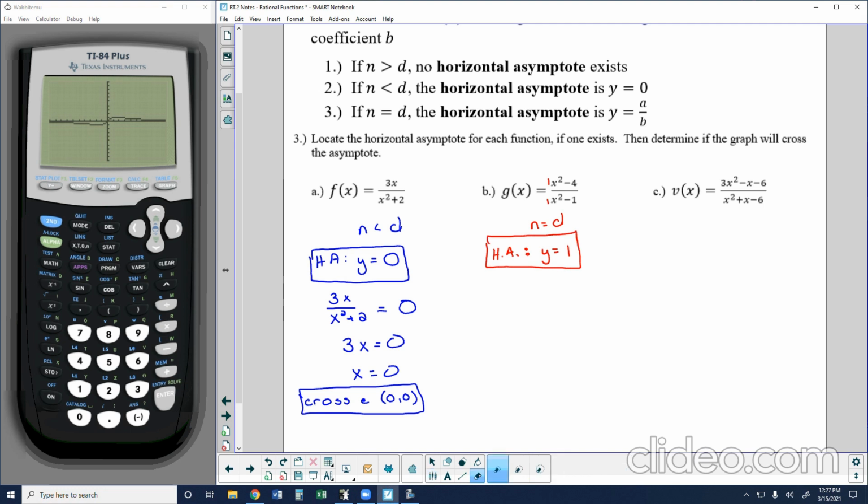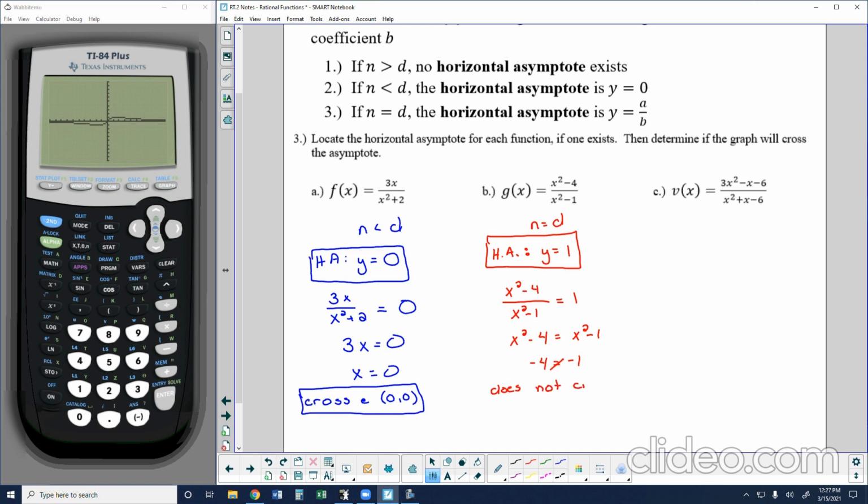If I want to see if the graph crosses the horizontal asymptote, what I'm going to do is take the equation x squared minus 4 over x squared minus 1 and set it equal to 1. In this case, if I want to eliminate the denominator, I'm going to multiply both sides by x squared minus 1. And so x squared minus 4 equals x squared minus 1. If I were to subtract my x squareds here, I'd get negative 4 equals negative 1, which is an inconsistency. It's a false statement here, and therefore the horizontal asymptote will not be crossed.